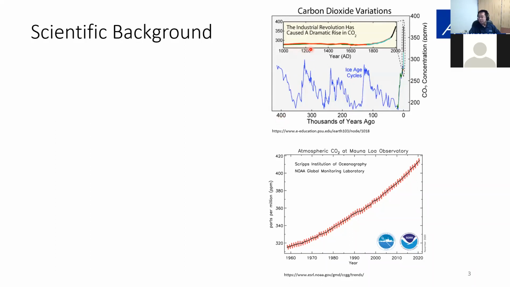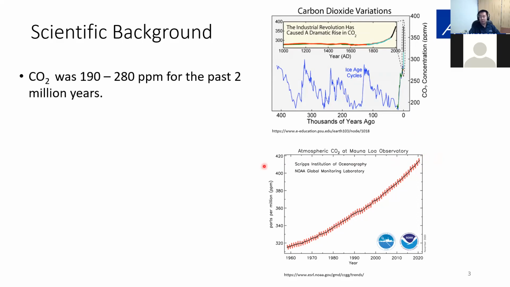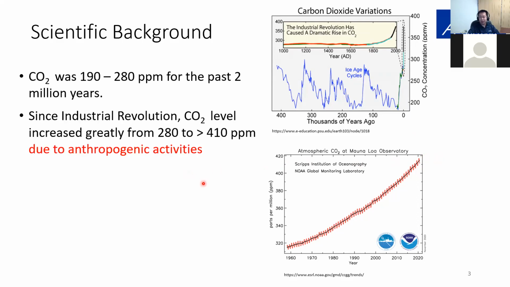And see this inset, the concentration has been stable all the way down to 1760 when the Industrial Revolution started. And then the CO2 has dramatically increased to over 410 ppm today. And this is all due to anthropogenic activities.